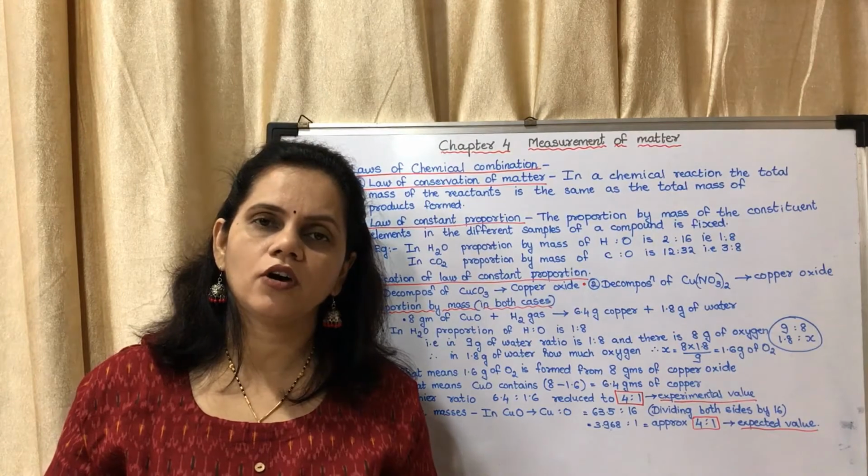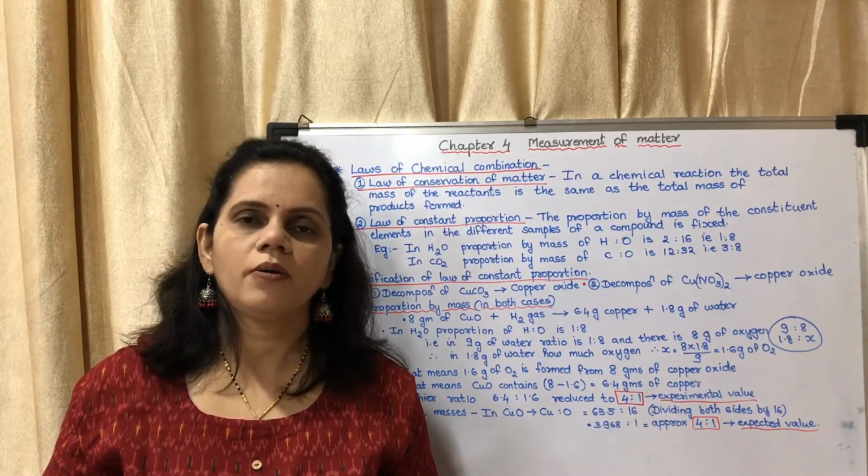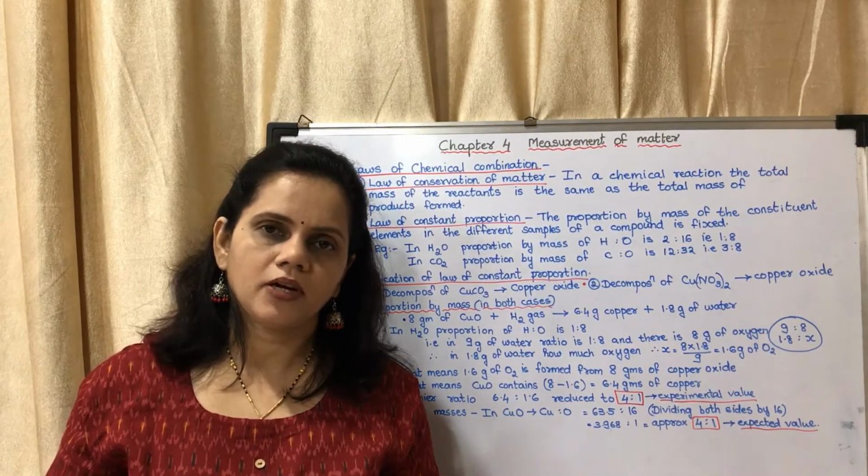How are compounds formed? When two or more elements combine together and form chemical bonds, then chemical compounds are formed.